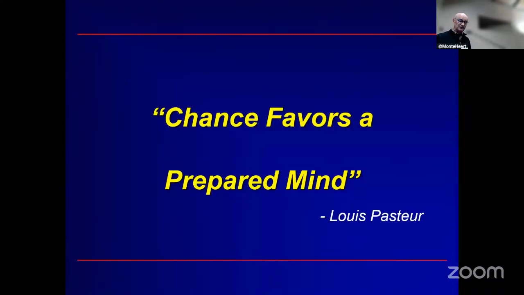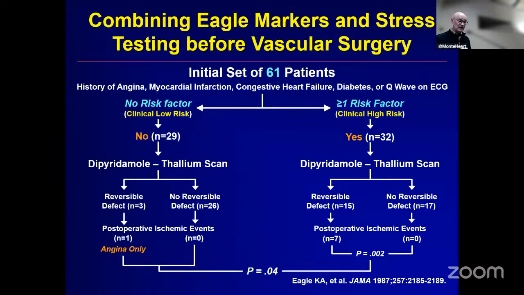So chance favors a prepared mind. I was studying how we think about clinical risk, and then we apply testing in certain populations to use the test properly and to not overuse the test. So I proposed to my mentor that we would do a study where we would look at this simple question. Does the patient have a history of angina, MI, heart failure, diabetes, or a Q wave, or vascular surgery? And I reasoned that if they had none of those markers, they would not have any events.